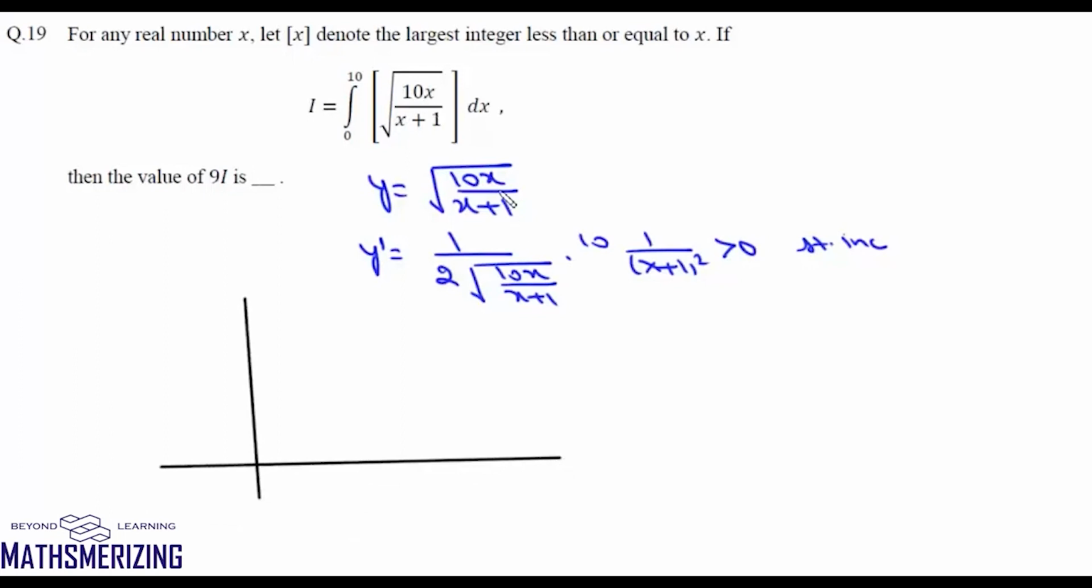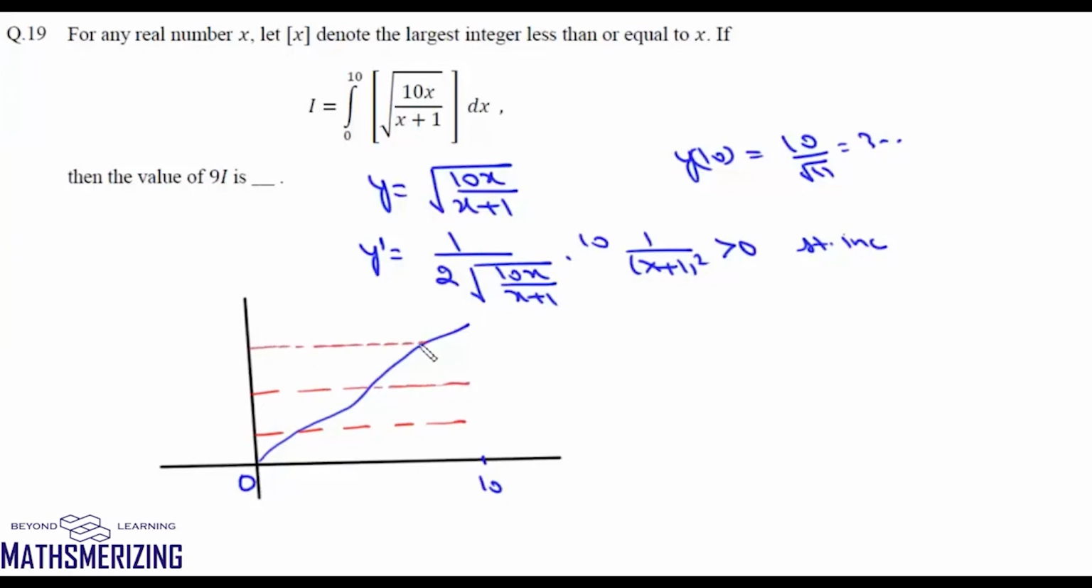Now at 0, this value will be 0, and at 10, this value will be 10 by under root 11, and that is 3 point something. So if we draw this graph, it will be some increasing function from 0 to 10. Now at 10, this value is 3 point something. Now we know for transformation of the greatest integer function of x, we have to draw horizontal lines at integer points. So we have integer points at 1, at 2, and at 3. So this is 1, 2, and 3. Now first we'll find these points of intersection.